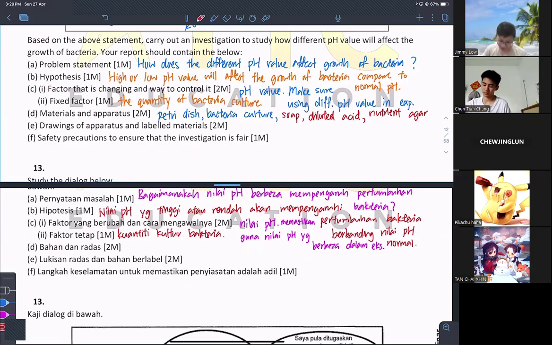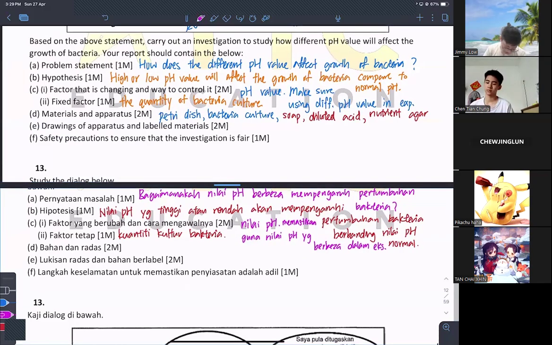If you write a lot, all these things that you have written, you need to sketch it out. So if you write those kinds of professional, crazy things, in the end you have to sketch it out. Then you're in trouble. So in BM, bahan dan radas: piring petri, kultur bakteria.